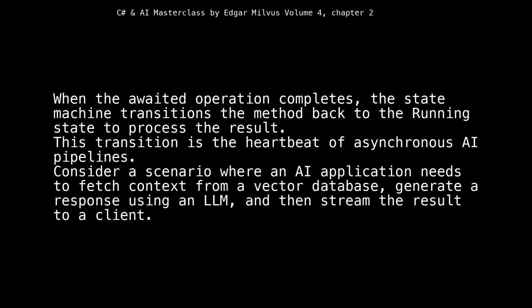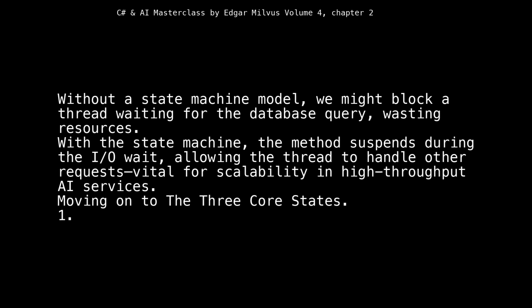Consider a scenario where an AI application needs to fetch context from a vector database, generate a response using an LLM, and then stream the result to a client. Without a state machine model, we might block a thread waiting for the database query, wasting resources. With the state machine, the method suspends during the I/O wait, allowing the thread to handle other requests, vital for scalability in high-throughput AI services.